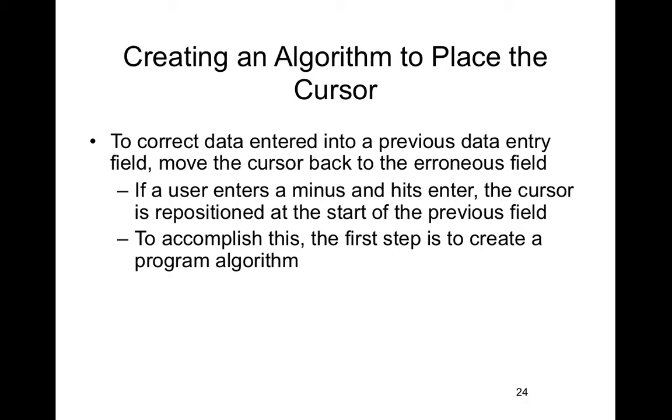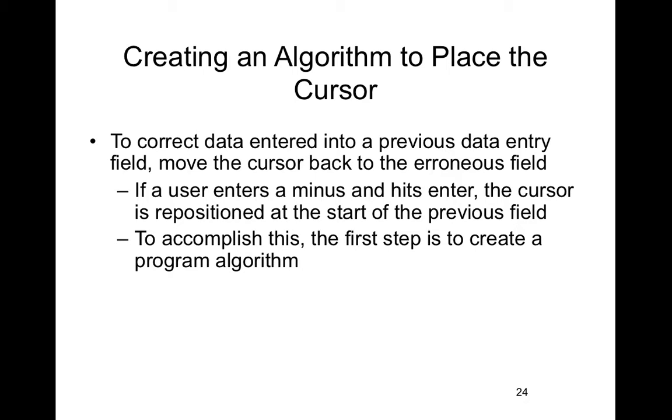So, creating an algorithm to place the cursor. One of the things you don't necessarily do with a lot of Windows programs is locate the cursor somewhere else on the screen, instead of where it goes by default at the lower left-hand corner. To correct the data entry and the previous data, you can move the cursor block to the erroneous fields, so you can have the cursor go up and down in the menu, or have it underneath the screen itself.